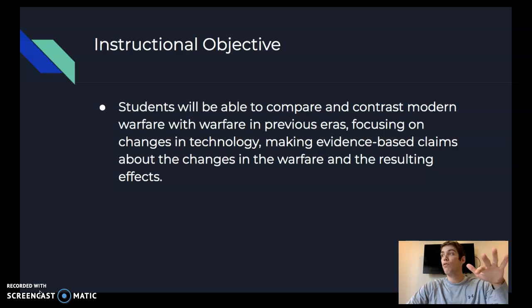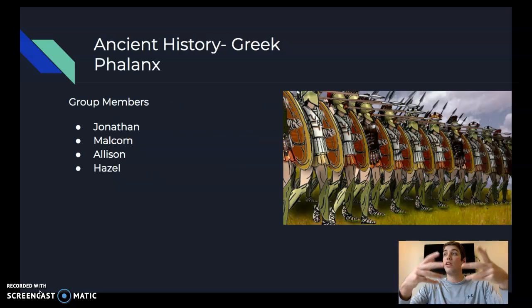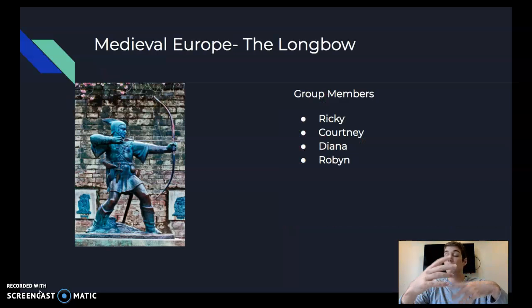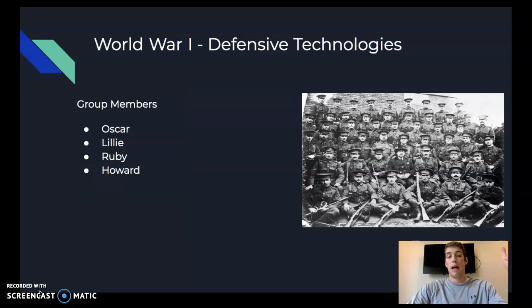So let's quickly go over all four of the eras and make sure we all know which group we're in. Beginning, we have ancient history and the Greek phalanx. These group members were Jonathan, Malcolm, Allison, and Hazel. Our second main era was medieval Europe, where you were focusing primarily on the longbow. These group members were Ricky, Courtney, Diana, and Robin.